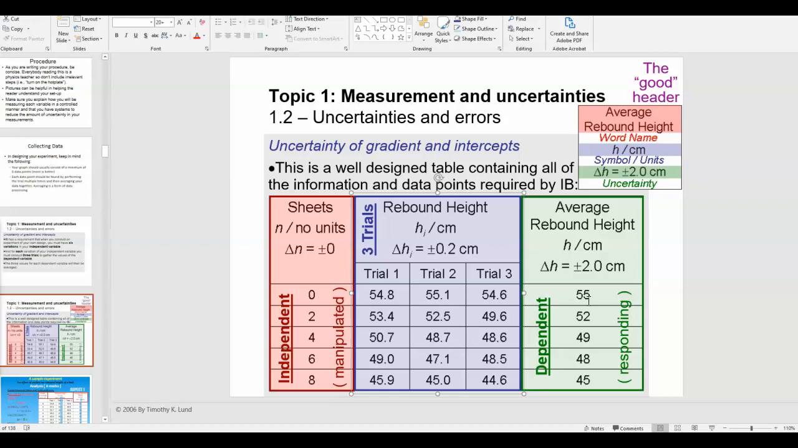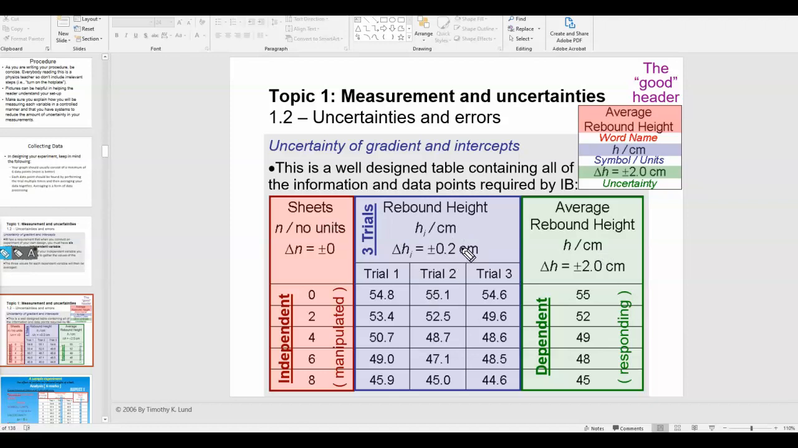And so here what they've done is basically they've measured the rebound height of a ball 3 different times with 0 sheets of paper, 2 sheets of paper, 4 sheets of paper, 6 sheets of paper, and 8 sheets of paper. And so the number of sheets of paper is their independent variable. Notice how they specify everything very clearly in this data table. I know exactly what it is I'm looking at. I know that there's no uncertainty in this measurement because there shouldn't be uncertainty in how many pieces of paper there are. In the rebound height, I want you to pay attention to how the units are included.